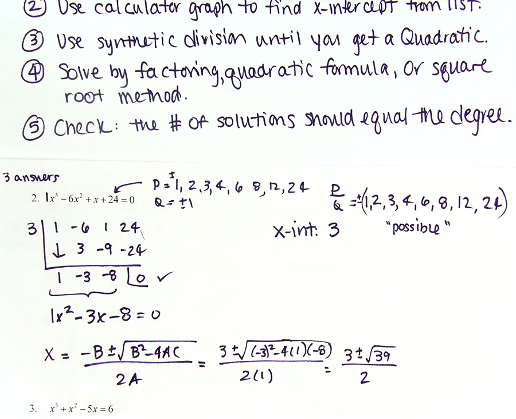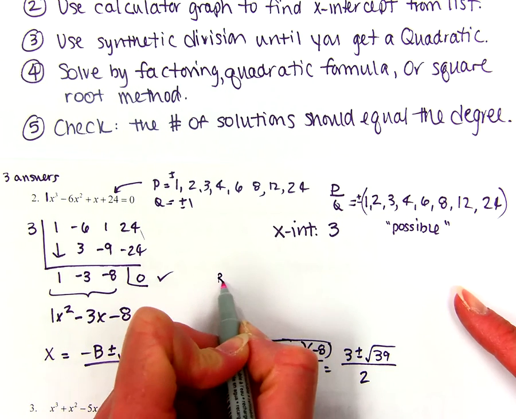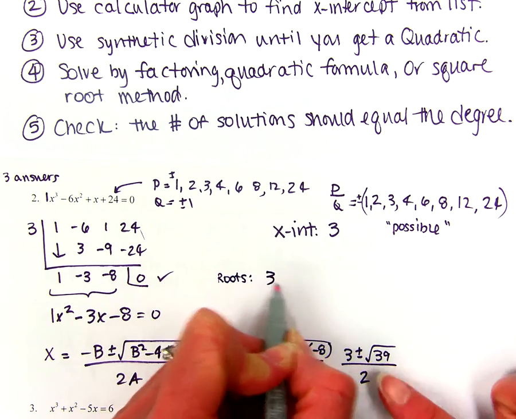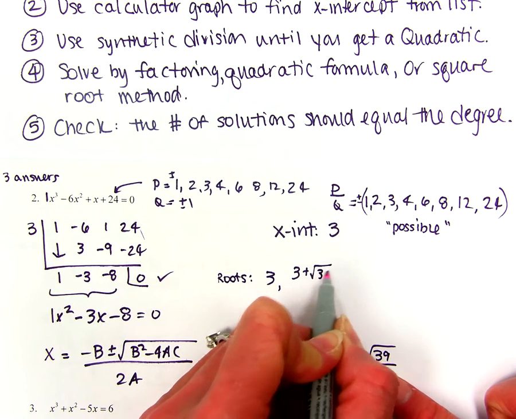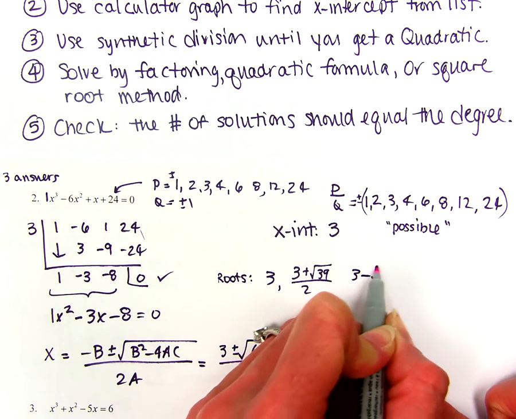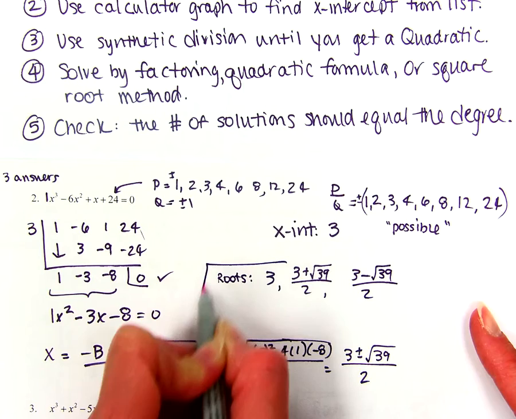All right, so my solutions, remember I was supposed to have 3 answers. One of them was 3, right? So my roots are 3, and then 3 plus root 39 over 2, and 3 minus root 39 over 2. So those are my 3 answers.